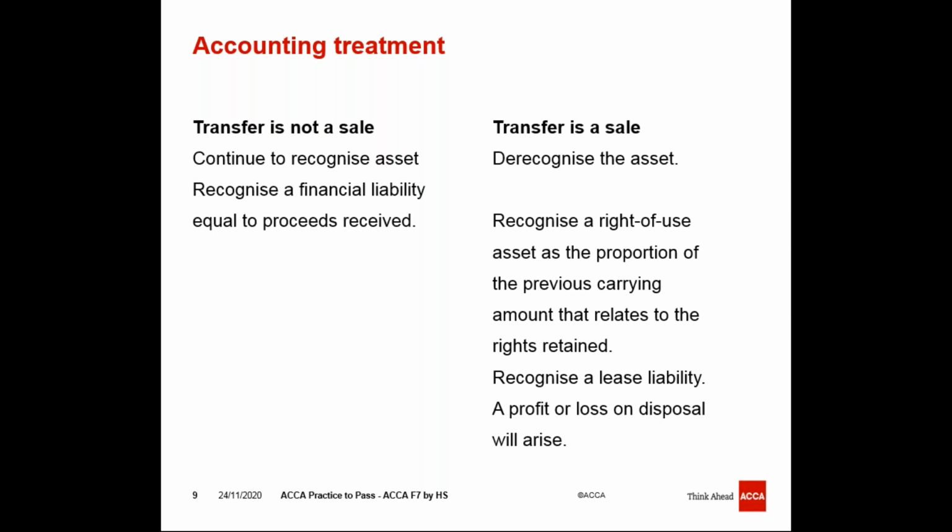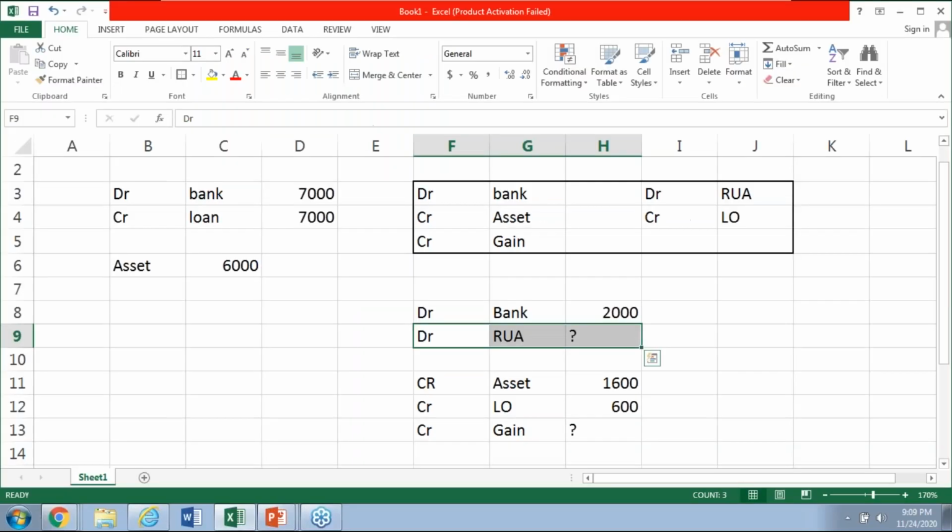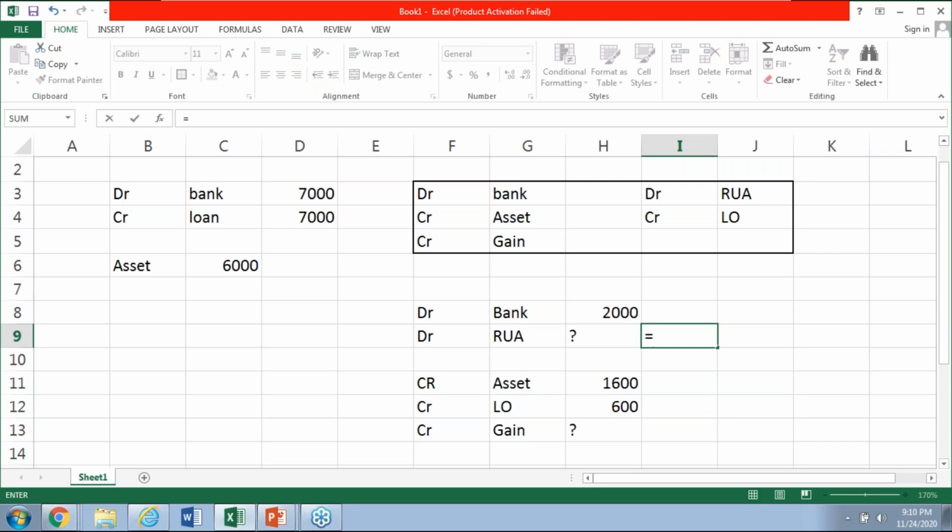So now we are going to calculate the percentage of the asset that we have retained. Now check this value. Currently you have sold the asset for 2,000 and after the lease arrangement the lease obligation is 600. So what percentage have we retained? So 600 divided by 2,000. So it means that we have retained 30% of the value of the asset that we have sold.